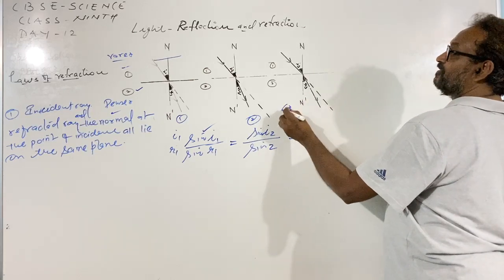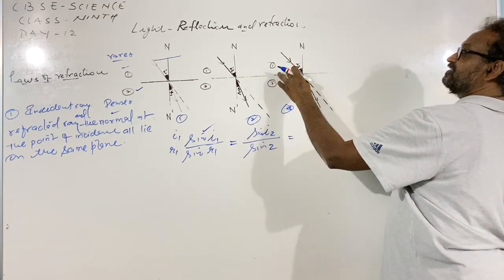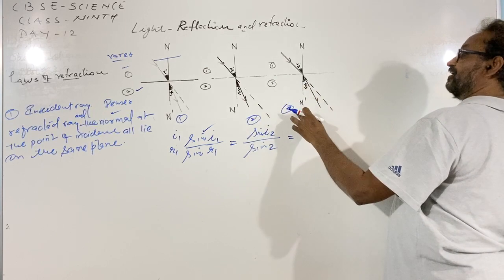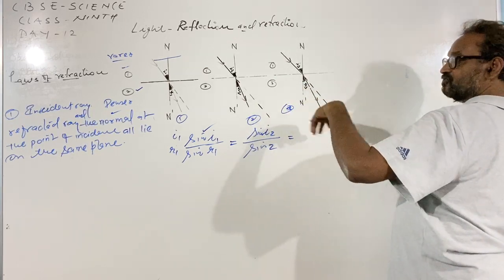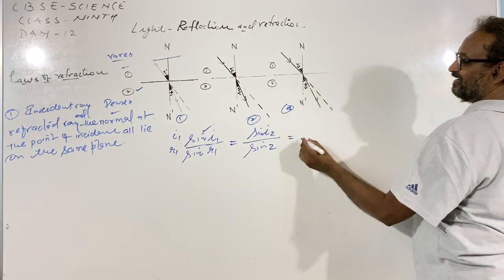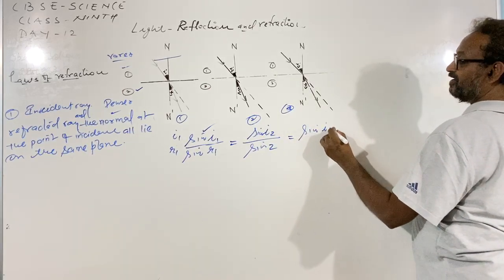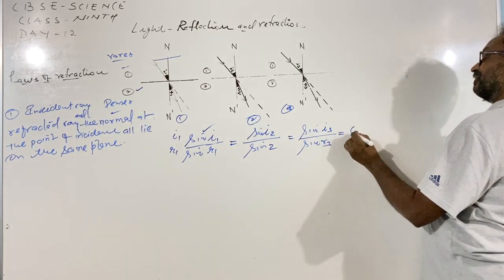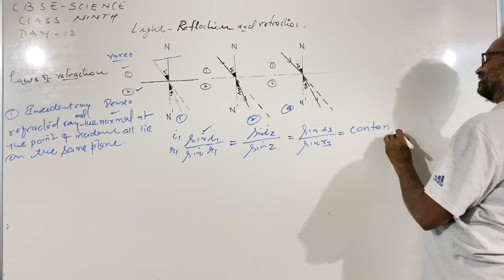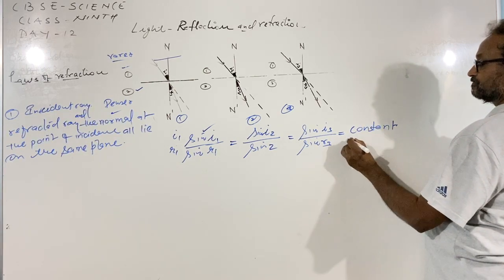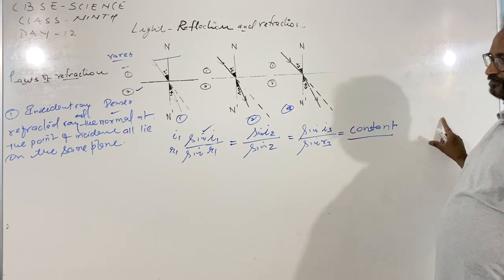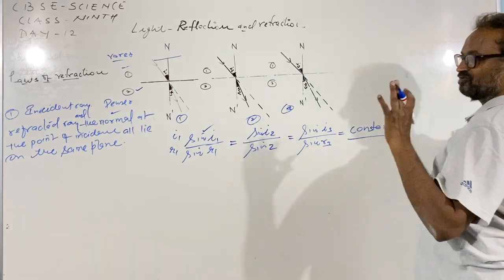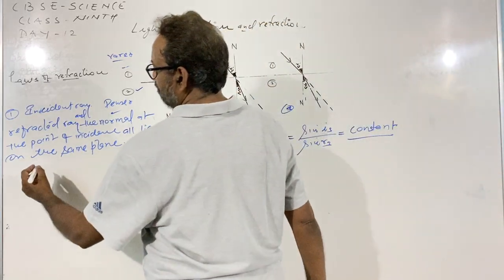Now in the third diagram, the angle of incidence in the first medium is further increased, and you see that the angle of refraction in the second medium is also increased, so that the ratio of sine of angle of incidence to the sine of angle of refraction remains constant. Now this is the second law of refraction, which is also known as Snell's law.